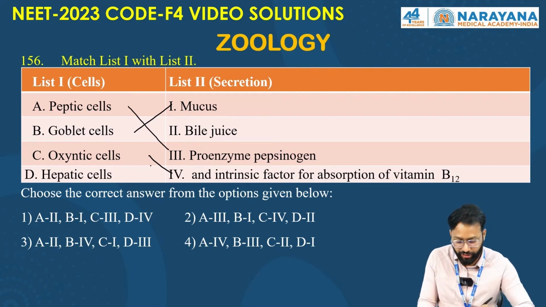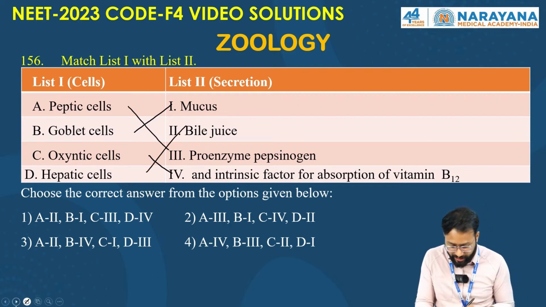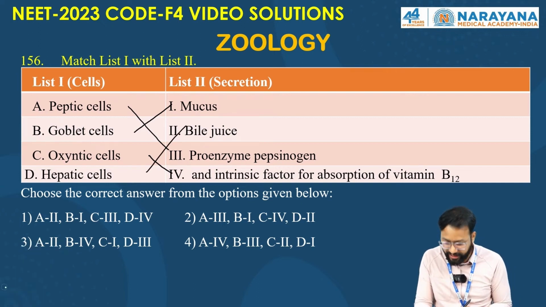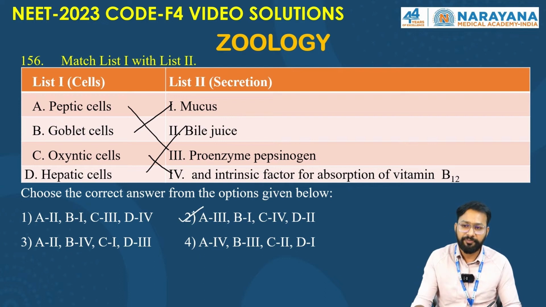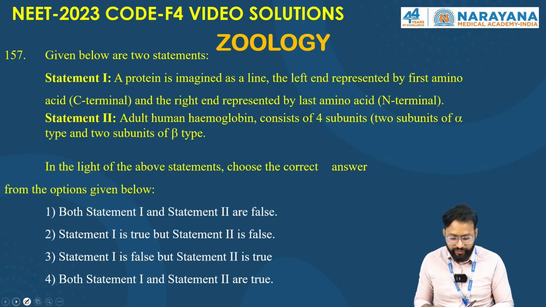They help in the production of bile juice, right? So going with this, the correct option should be A3, B1, C4 and D2. Okay. Moving further to the next question.